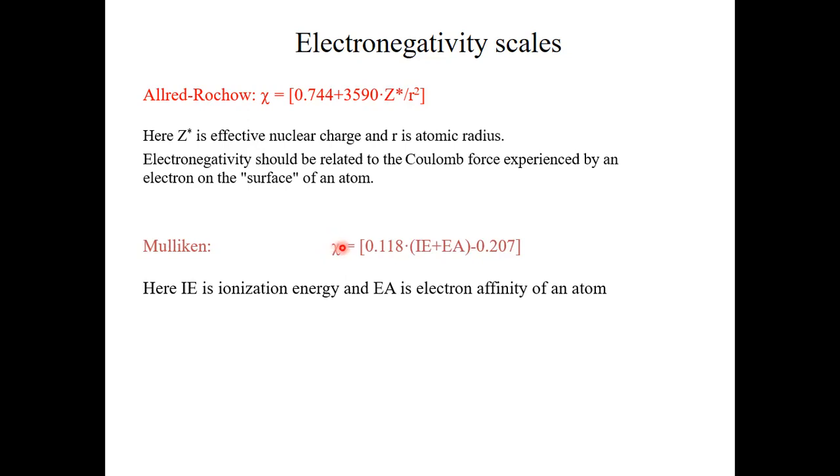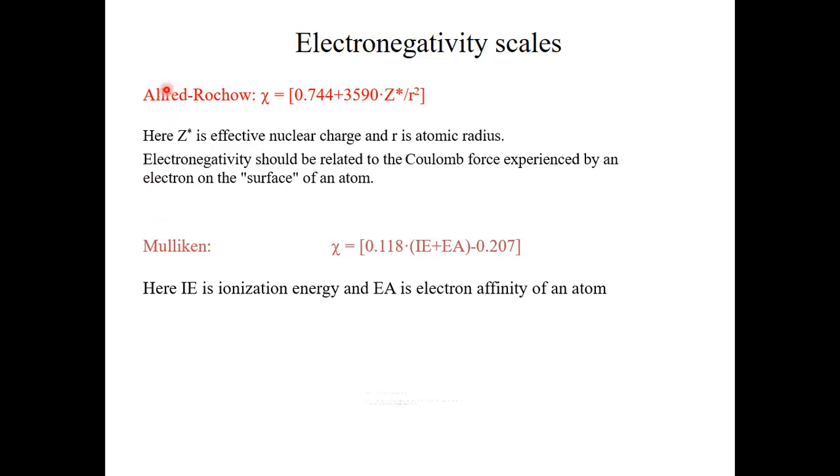So you see that there is of course a relationship between Mulliken and Allred-Rochow, because previously we have discussed that the effective nuclear charge can be used to explain ionization energies. It can also be used to explain electron affinities. Therefore, we are not all that surprised that the Mulliken scale works in addition to the Allred-Rochow scale.